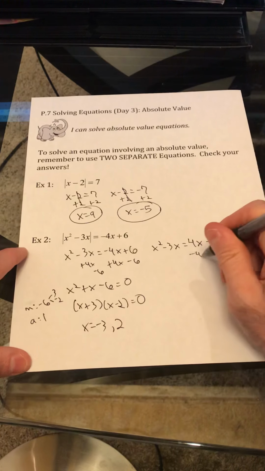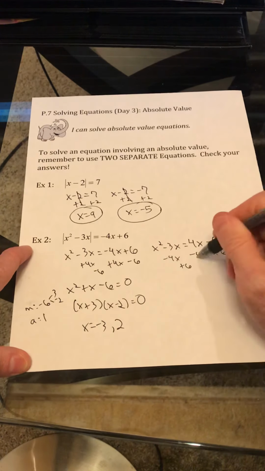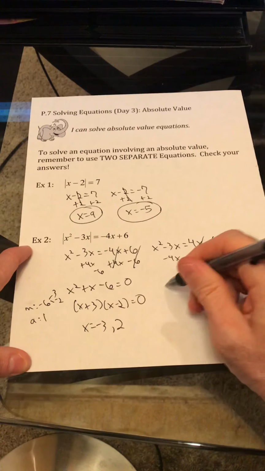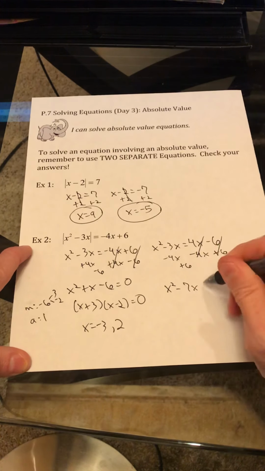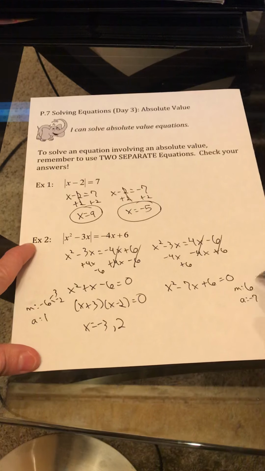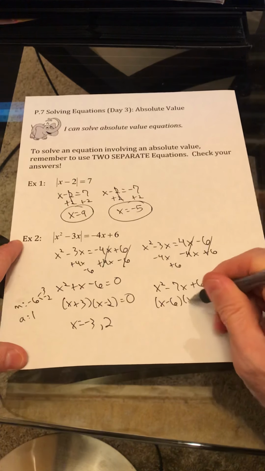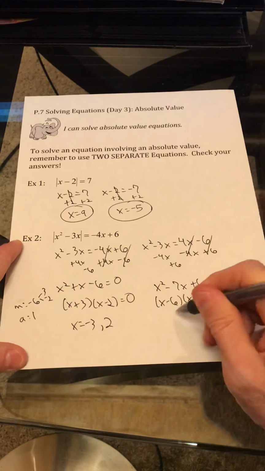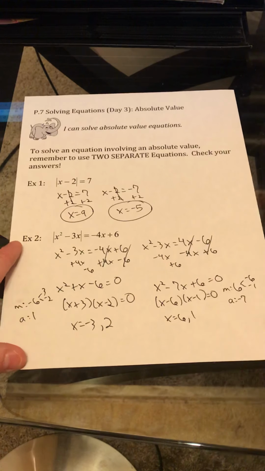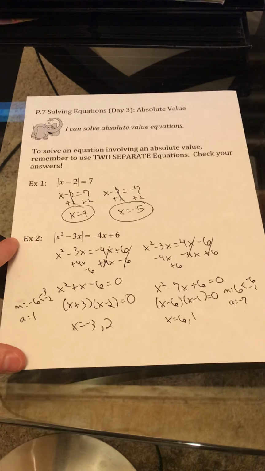For this one, subtract 4x, add the 6. So x squared minus 7x plus 6 equals 0. Now again, we'll factor. What multiplies to 6 and adds to negative 7? Negative 6 and negative 1. So x minus 6, x minus 1 equals 0. So our two solutions are 6 and 1. Now, yes, you do have a little bit more to check.